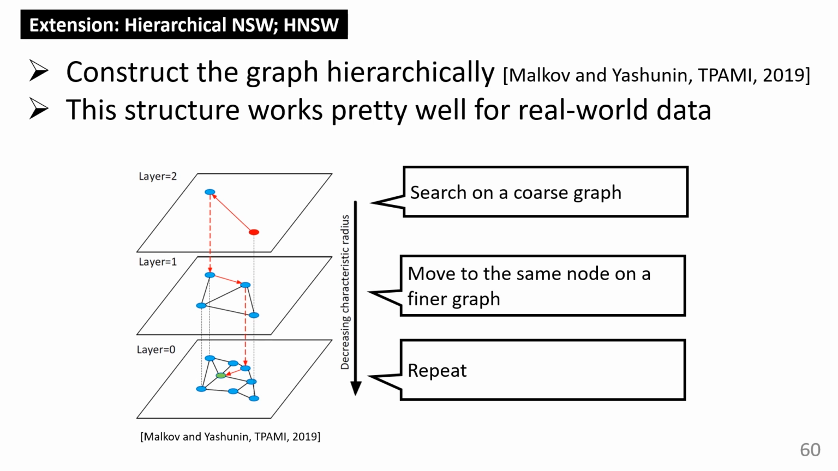So for example, this is a finest level graph, and we can subsample some of them. Then we start to search on this coarse graph, like here. Then move to the same node on the final graph, then we can run search again. So by repeating this process, we can run search in a hierarchical manner. Okay.